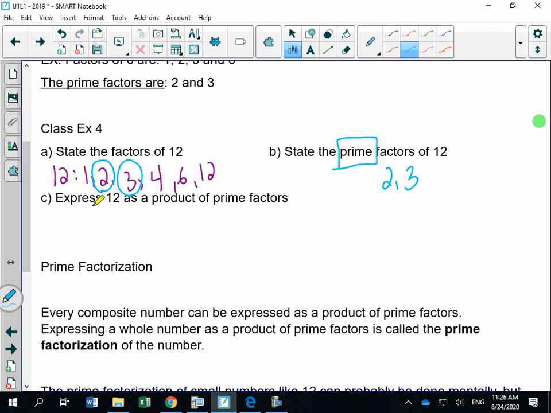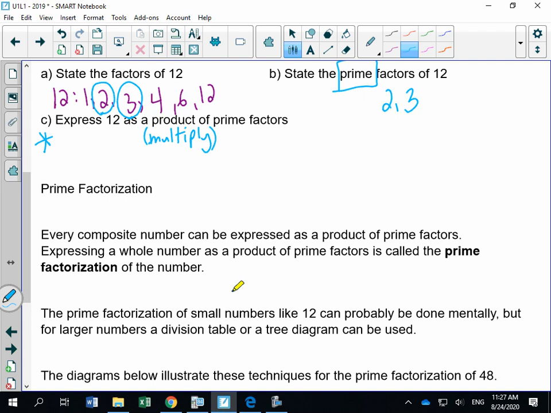Now what it says is express, I want you to star number C because we're going to be doing number C a ton in this lesson. Express the number 12 as a product of prime factors. Okay, so product, first of all, means multiply. That's what product means.